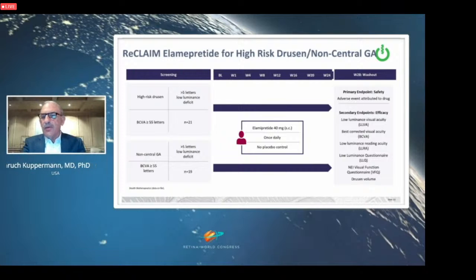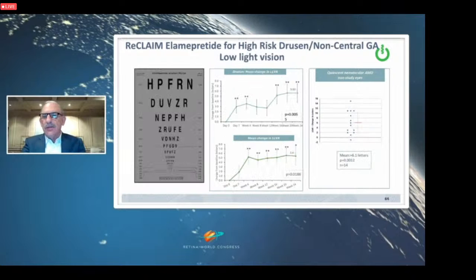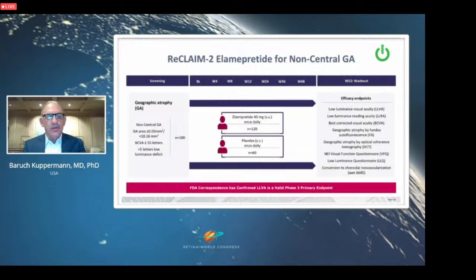But they looked at various efficacy endpoints, and all of them showed benefits. Low light illumination. They had two different groups, drusen as well as GA. And you could see that there are benefits in low light vision. And so based on this multitude of benefits, they're now proceeding with geographic atrophy. Again, it's 40 milligrams subcutaneously once daily versus placebo with these various efficacy endpoints, and we'll wait and see what that shows.